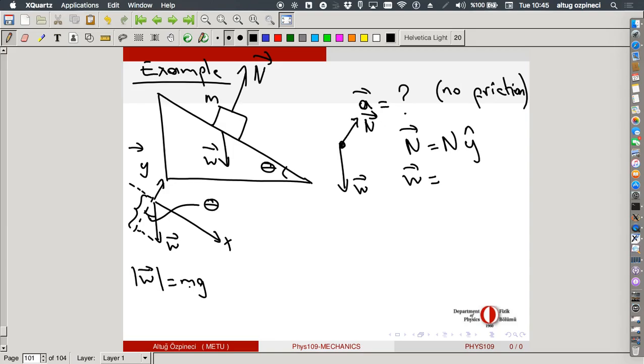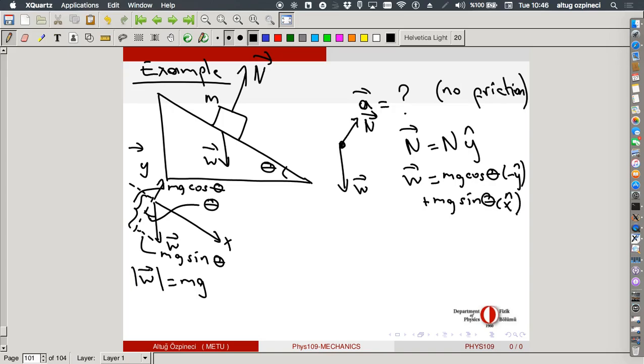Now that component, here we have a right triangle. This is the angle we have. This is the adjacent side, so it's the cosine. This is mg cosine theta. And this side is mg sine theta. Okay, mg cosine theta is in the minus y direction. So the weight vector is mg cosine theta in the minus y direction plus mg sine theta in the x-hat direction. This is the weight vector we have.